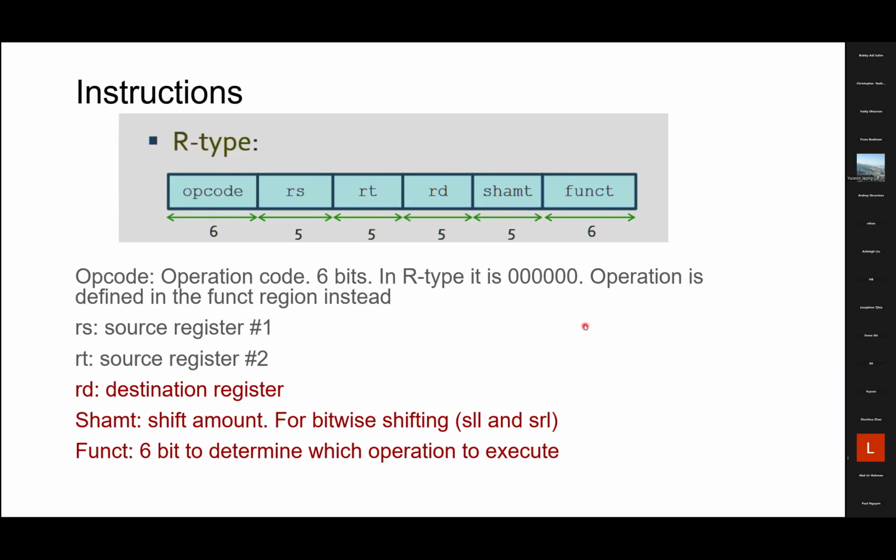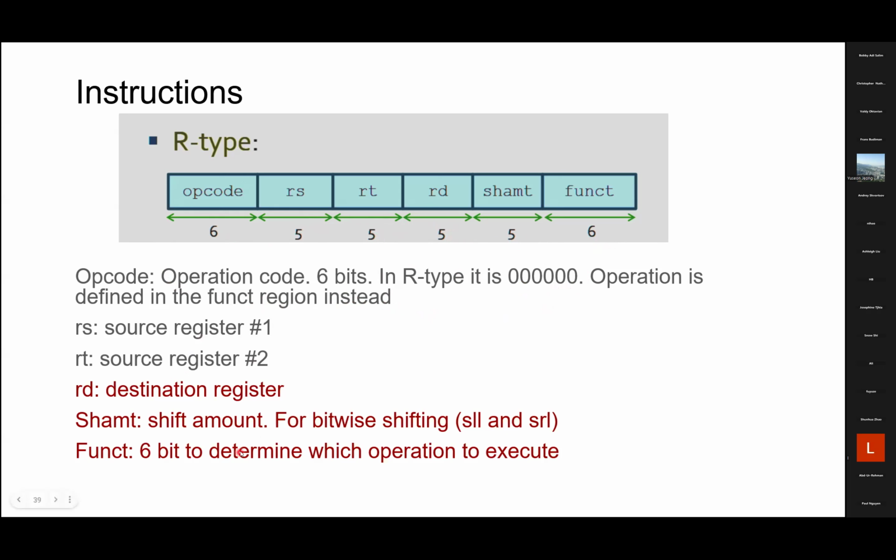So the R type is structured like this. We have 6 bits of opcode, 5 bits of source register 1 (RS), 5 bits of source register 2 (RT), 5 bits of destination register (RD), 5 bits of shift amount, and 6 bits of function. In R type, the opcode is always 000000. So if you are given an instruction and you need to determine which type it is, you see the opcode is 000000 and you immediately know it's R type. Okay.